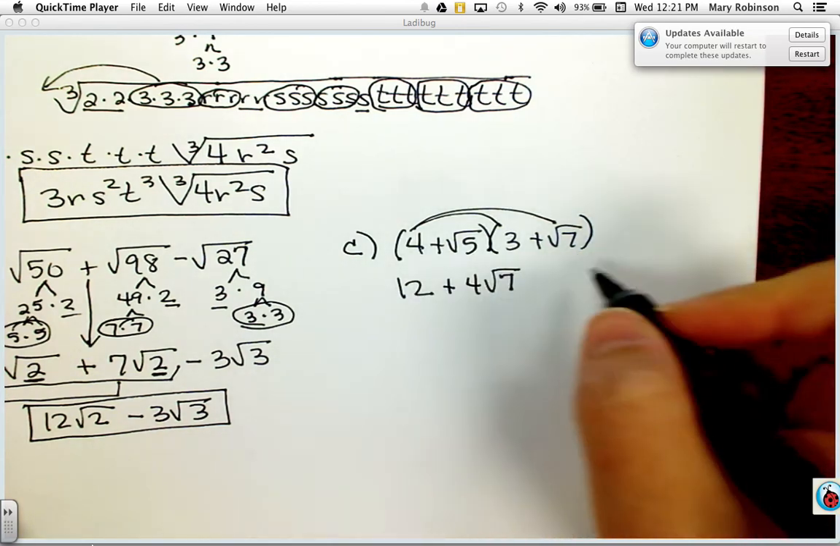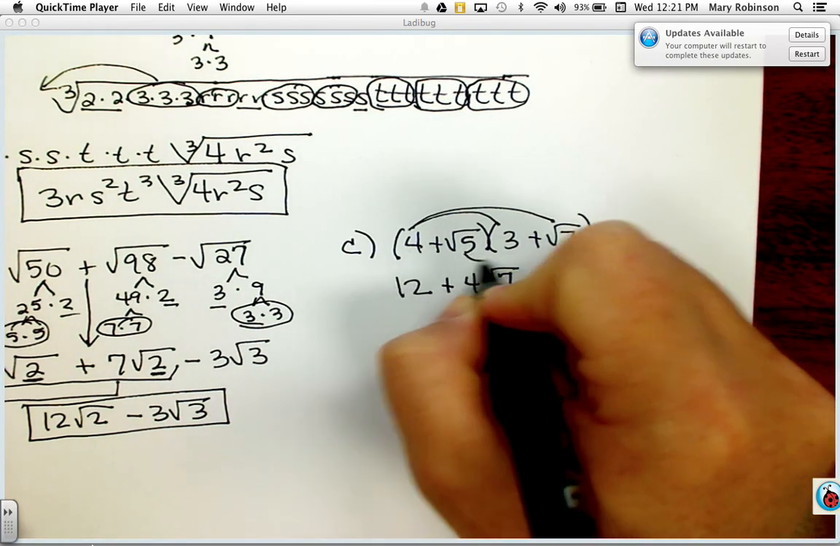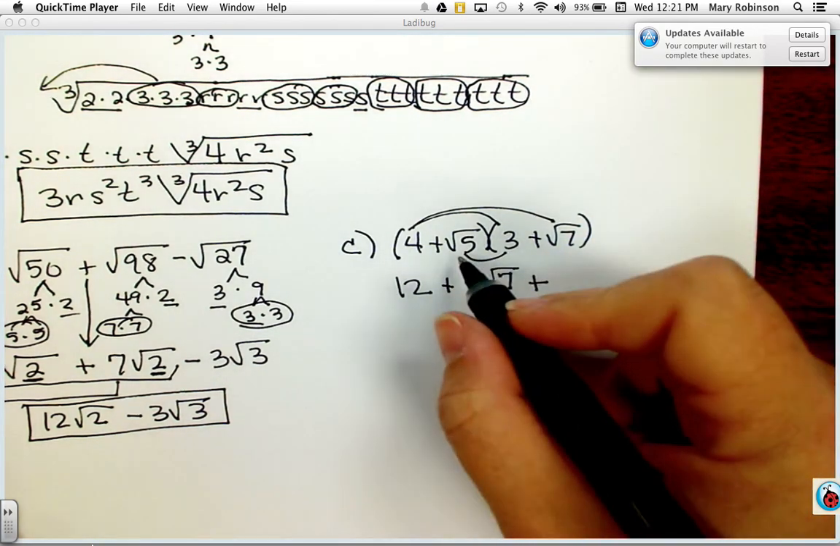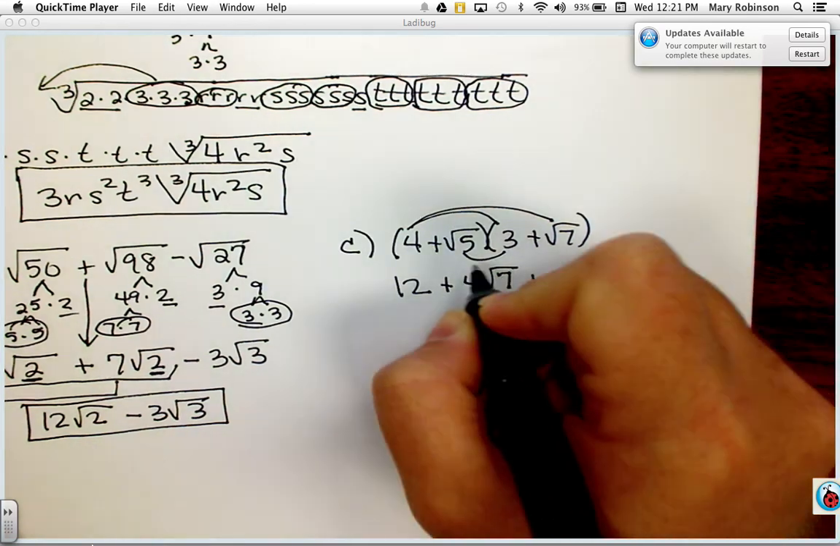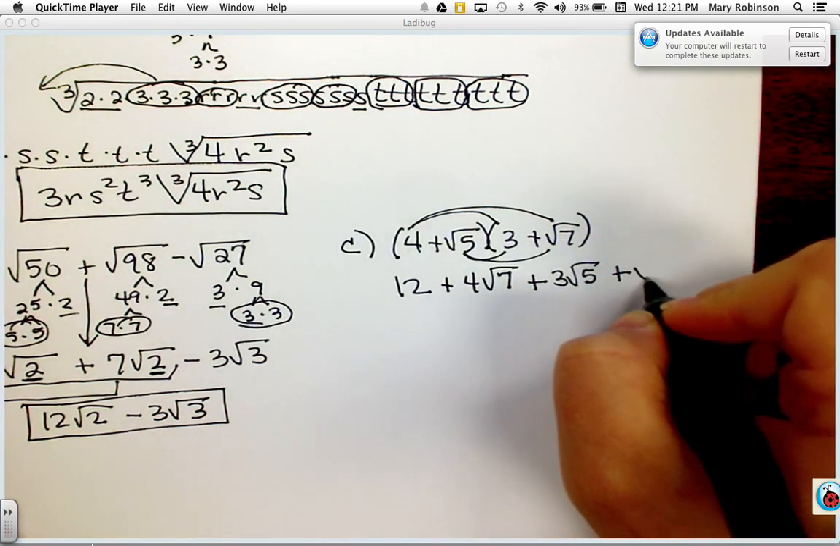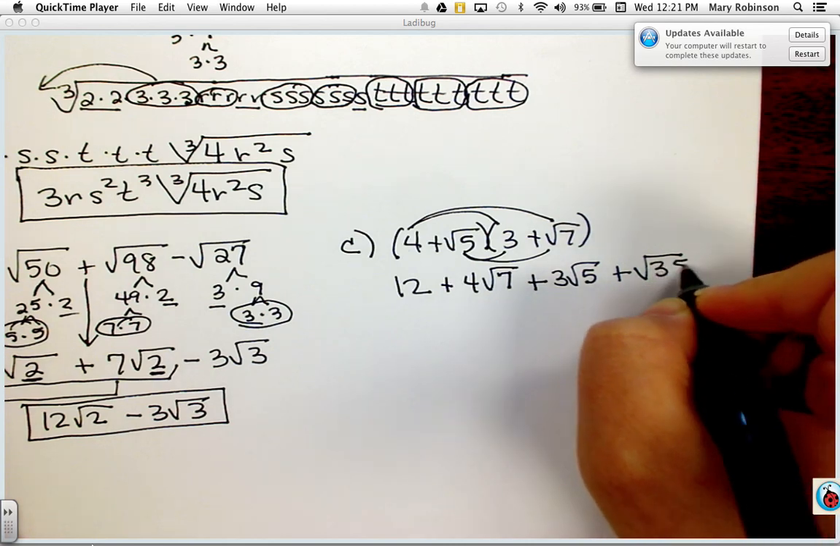We don't want to make that same mistake Marcus did. We multiply the inside, or multiply your inner terms. That gives us 3 square roots of 5. And multiplying the outer terms, the square root of 35.